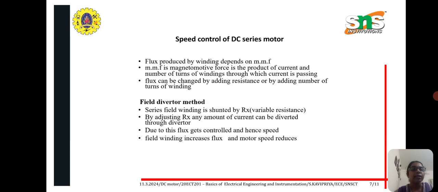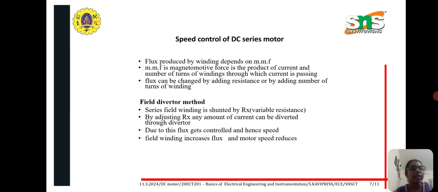Next is the speed control of DC series motor. The flux produced by the winding depends on the magnetomotive force, MMF. MMF is the product of current and the number of turns of the winding through which the current is passing. Flux can be changed by adding resistance or by changing the number of turns of the winding.